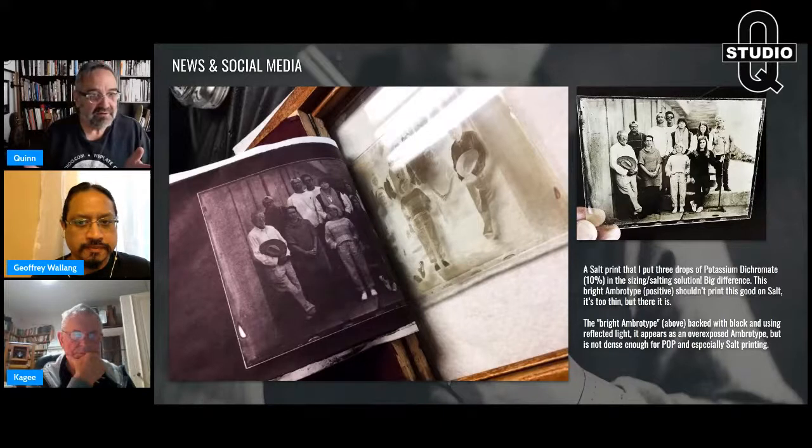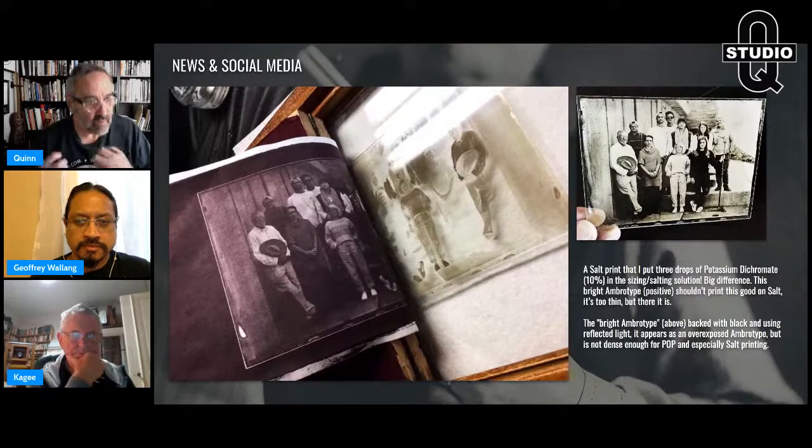So when I talk about how you're not going to be able to print on salt and albumen with a negative, it's not dense enough. This was a beautiful print. It's not absolutely perfect because it is a bright ambrotype, and even with the dichromate in it, it hit the density harder, but it still wasn't quite there. But man, it surprised me.